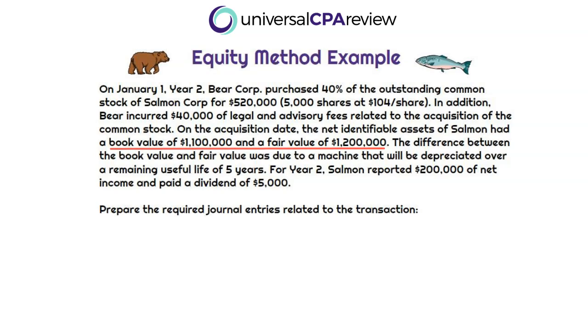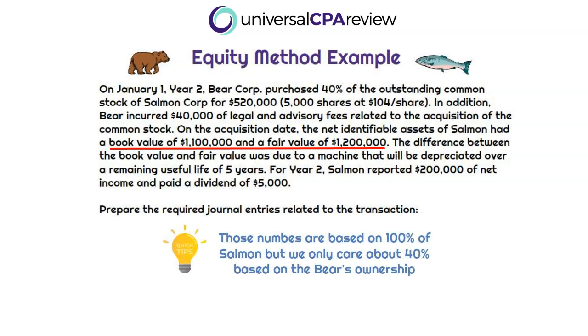The next sentence then says, on the acquisition date, the net identifiable assets of Salmon had a book value of $1,100,000 and a fair value of $1,200,000. So that's for 100% of Salmon. That's a difference of $100,000. Remember, we only care about our percentage ownership. Now it says that the difference is due to a machine that will be depreciated over a remaining useful life of 5 years. So we'll keep that in mind when we perform step number 4, but on the acquisition date, this isn't really important. It just becomes important later on.